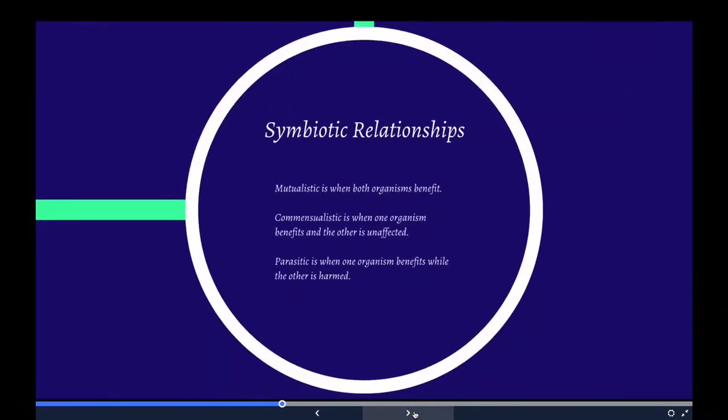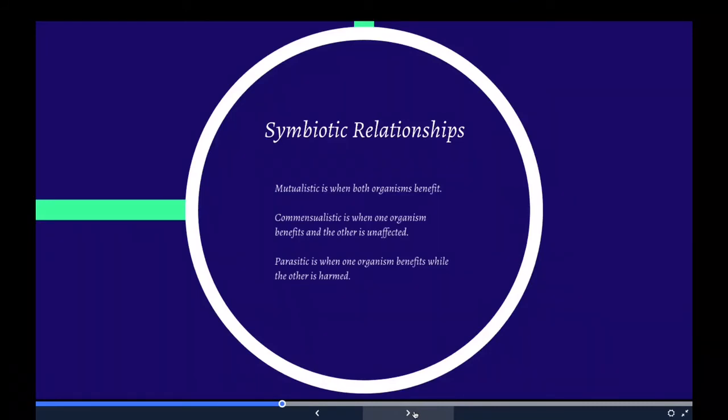There are three types of symbiotic relationships. The first is mutualistic, which is when both organisms benefit. Bees and flowers have a mutualistic relationship. Bees get the nectar they need to make honey by traveling between flowers. The bee brings pollen from one plant to another, resulting in pollination.